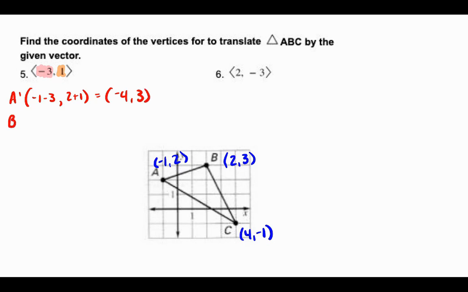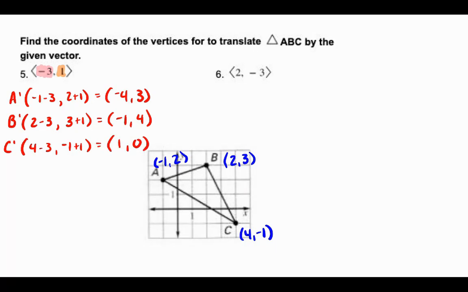To get B prime, I'm going to take 2, subtract 3, and I'm going to take 3, add 1, and I'm going to end up with the point -1, 4. And for C prime, I'm going to take the 4 and subtract 3, and the -1 and add 1, and this is going to leave me with the point 1, 0. So notice that with each of these, all of my x values, I subtracted the 3, and all of my y values, I added the 1.